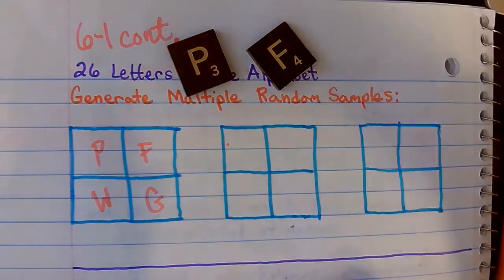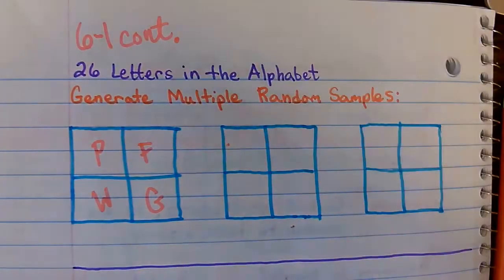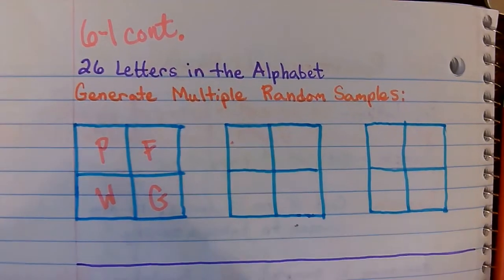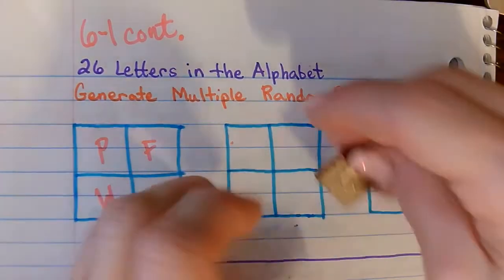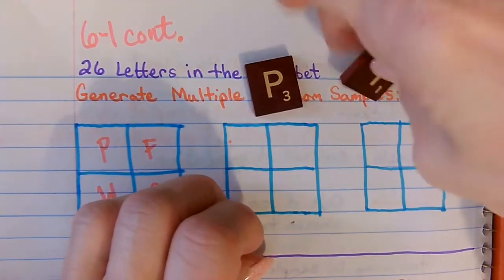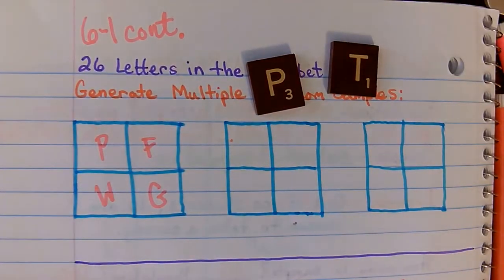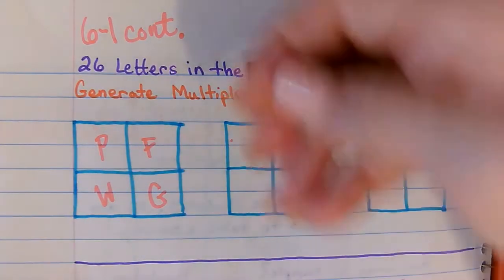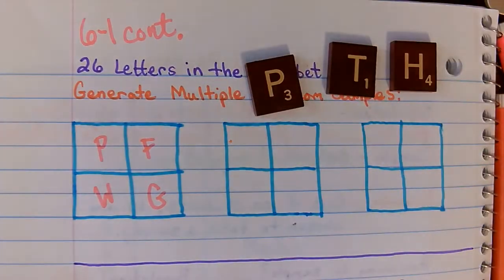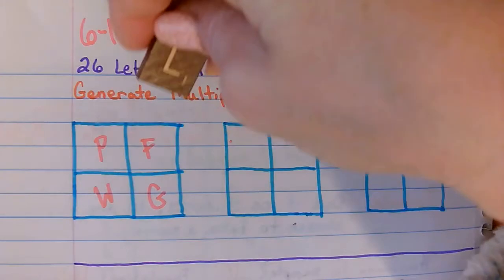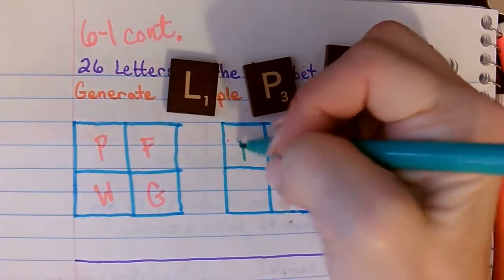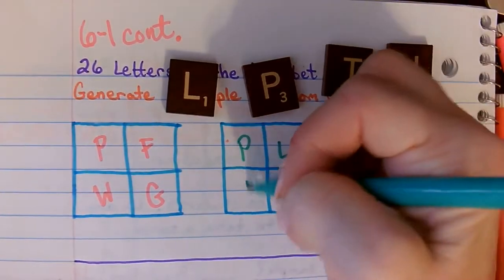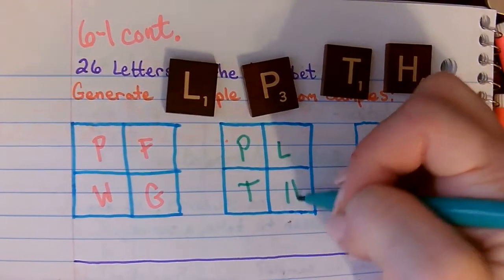And let's do another random sample. We may get some of the same letters, we may not. But they're still going to be representative of the population. P, T, H, and L. Oh, look at this. We got P again. So in the second set, we got P, L, T, and H.